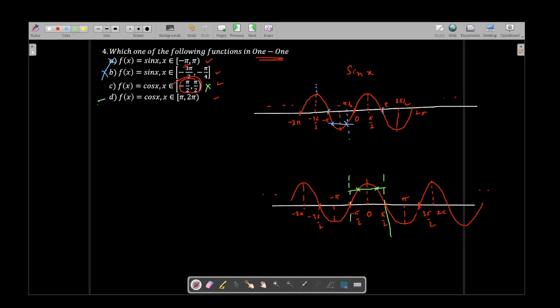So I think this should be the right answer. Let us verify that also. From pi to 2 pi, you can clearly see here. This is my pi. This is 2 pi. So if you pass the horizontal line, you can see this horizontal line will not touch the function at 2 points. So this is one-one. The cos x is one-one in the domain pi to 2 pi.